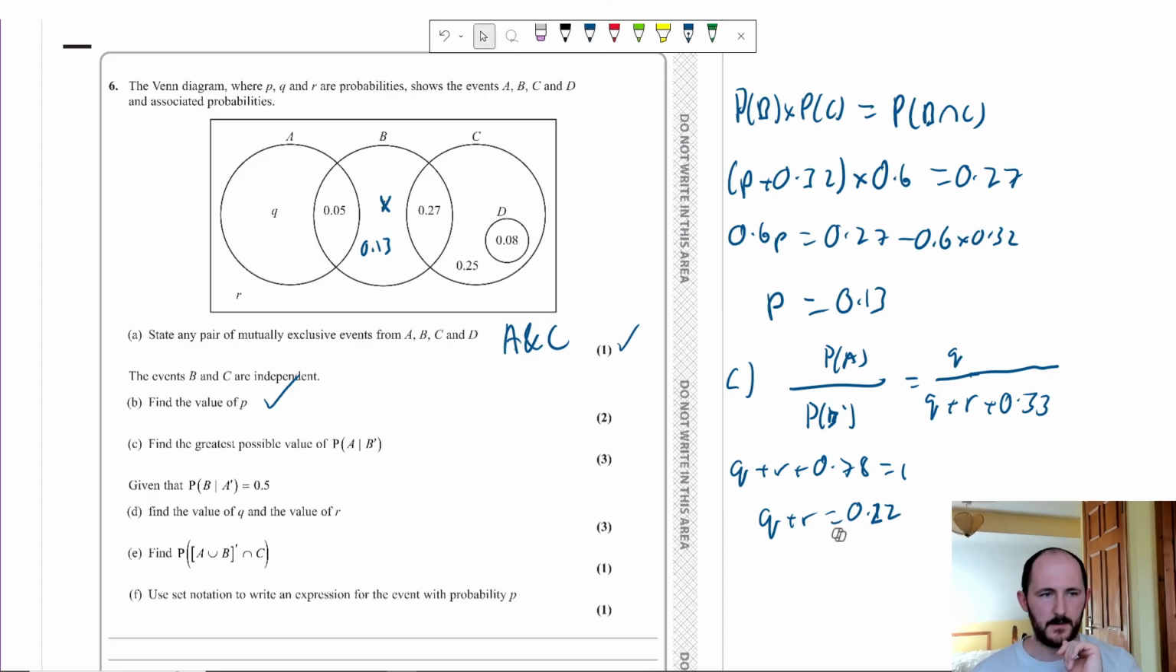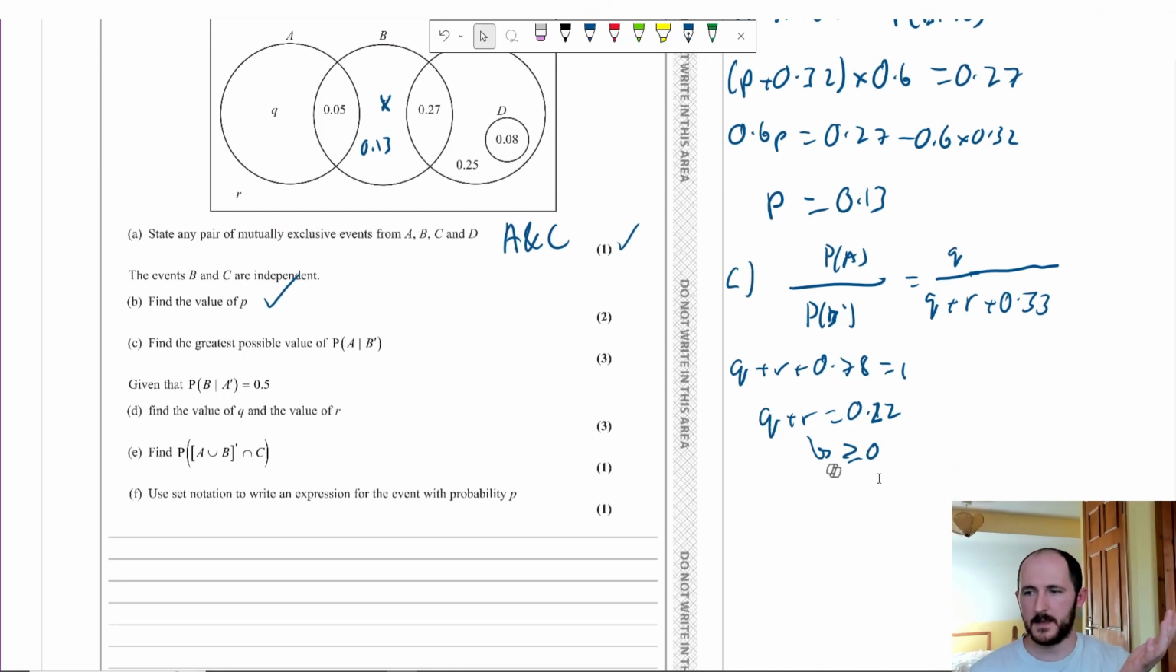Now, we know that R is bigger than or equal to 0. It can't be negative, right? Which means Q is less than or equal to 0.22. Because, for example, if R is 0, then Q is 0.22. But if R is 0.1, for argument's sake, then that reduces the value of Q. So we can use that to work out the bound for this. If I want to make this as big as humanly possible, I want Q to be as big as possible, and I want the denominator to be as small as possible.